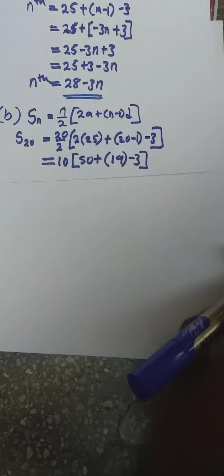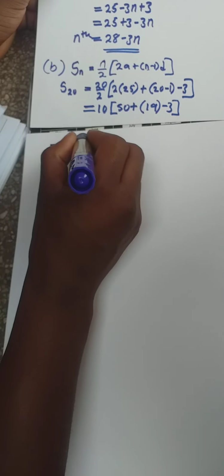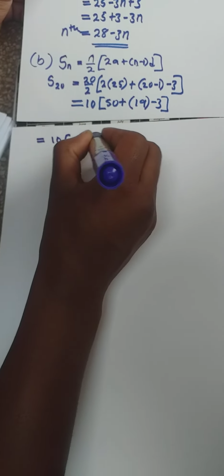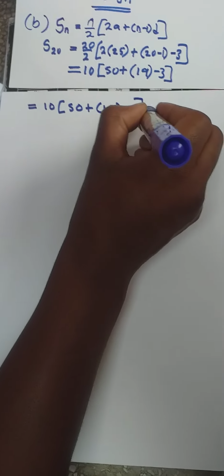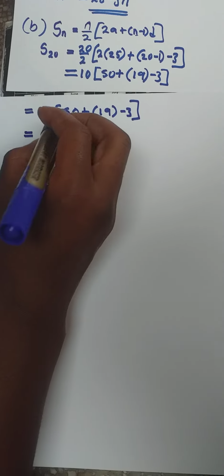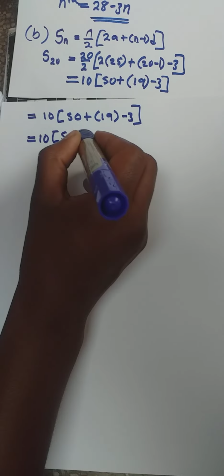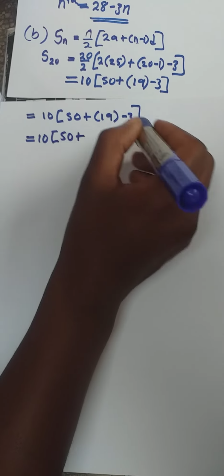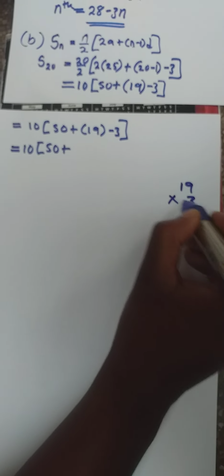Continuing with our calculations, we are saying we have 10, 50 plus 19, and then multiply by -3. Okay, so we have the 10 outside. So this is the 10, 50 plus, so what is 19 times the 3? So you can do the calculation. Remember, it's paper 1, there's no calculator. You can do the calculation here.